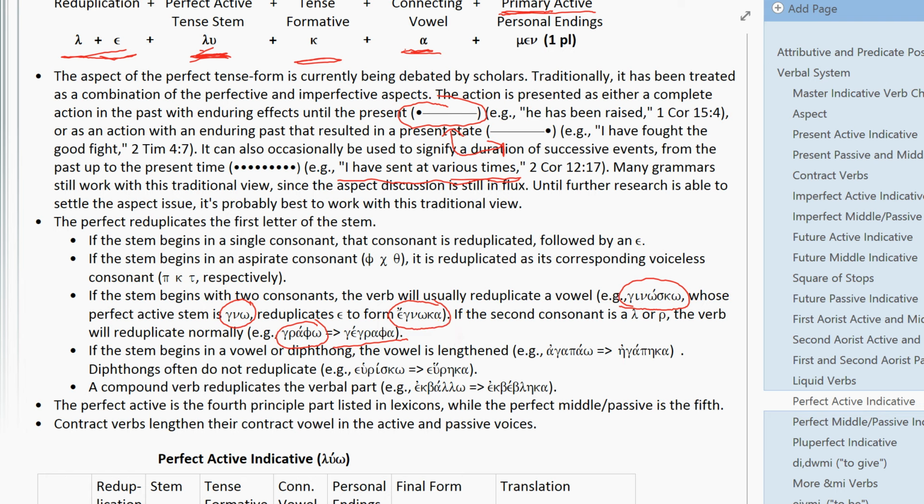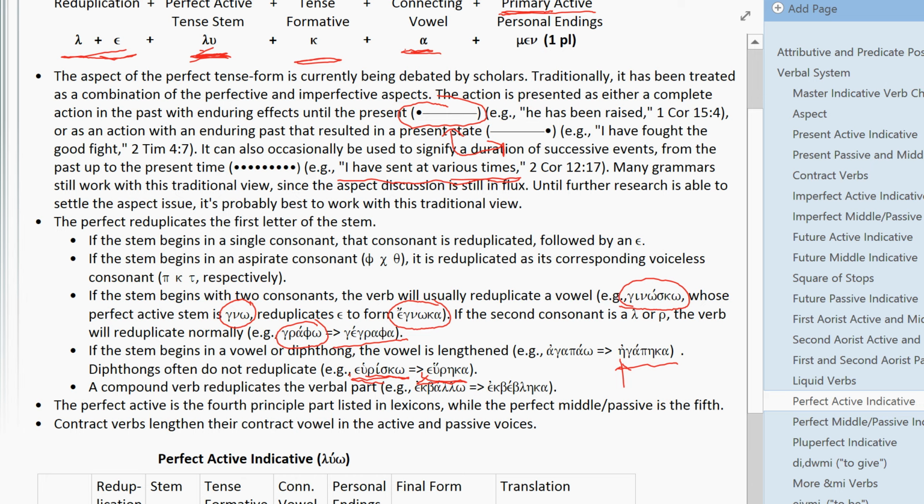The fourth rule is that if the stem begins with a vowel or a diphthong, the vowel is going to lengthen. So here's a good example with agapao. See that first vowel lengthened. You don't have a reduplication of the ag. You just have the lengthening of the first vowel. And diphthongs often do not reduplicate. So here you see the eu from heurisko stays as heureka.